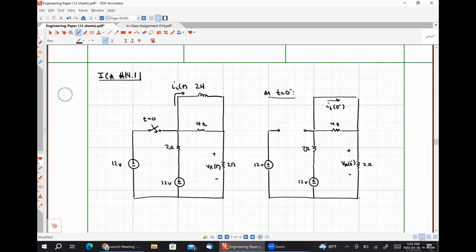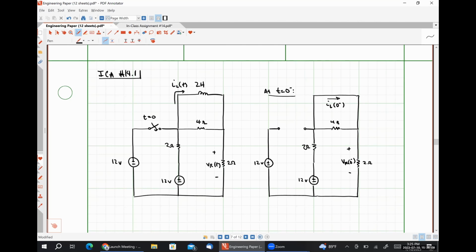Okay, so what does it mean that my 4 ohm resistor is in parallel with that short circuit? Yep, we get to ignore this 4 ohm resistor. No current will flow through it whatsoever.